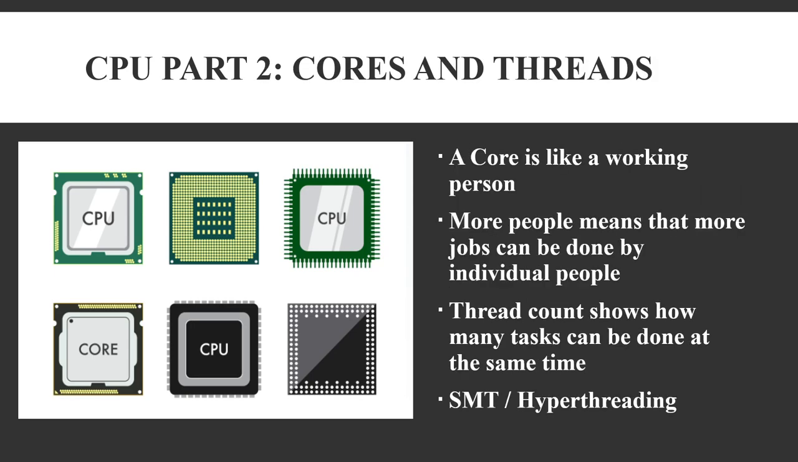So what is a core and a thread? Like I said, that's something important to look at when you're choosing a CPU. I want to make an analogy so that you actually understand what it is. A core is like a working person. In this analogy, I'm going to use a fast food restaurant. Let's say, theoretically, at a fast food restaurant you had one person doing everything. That would probably take a while to get all the tasks done. They'd be running back and forth between the registers and the back to do the cooking.